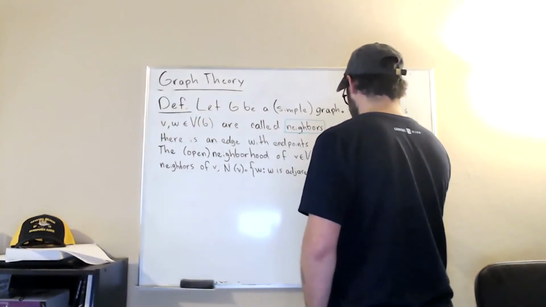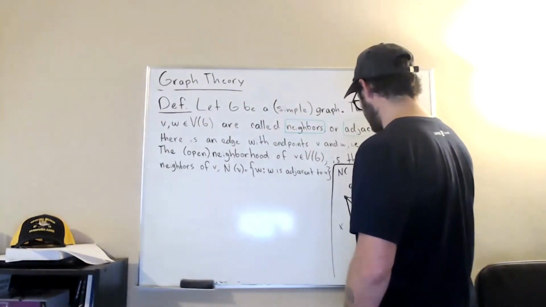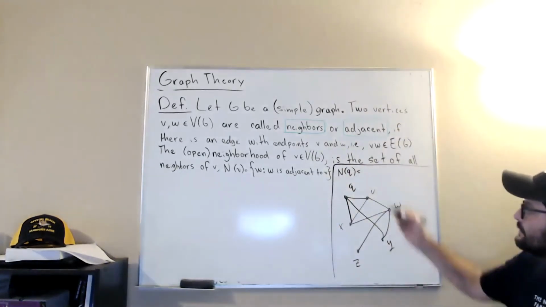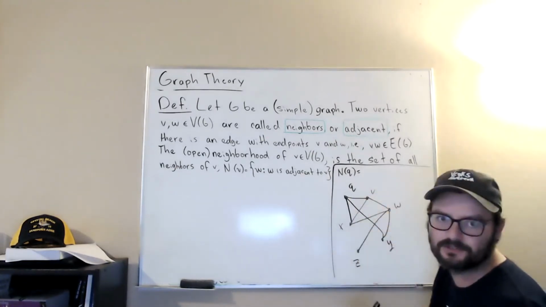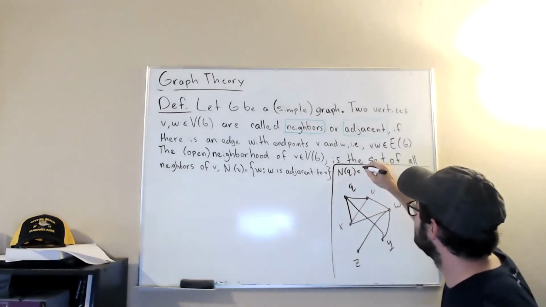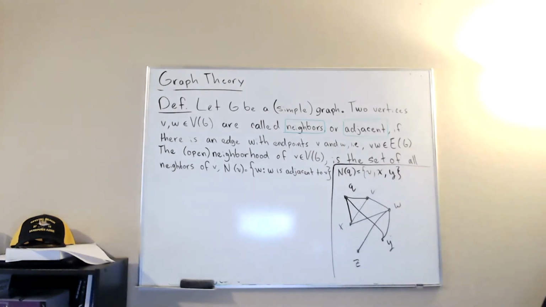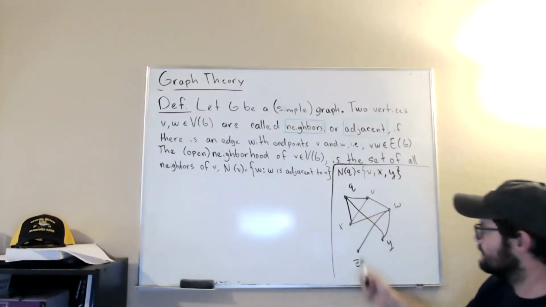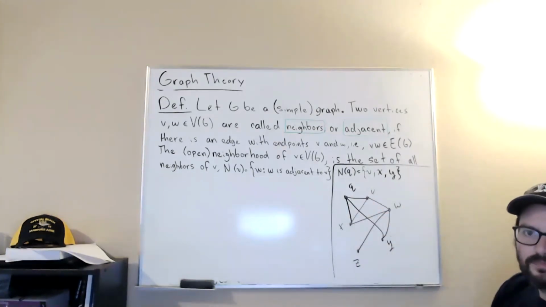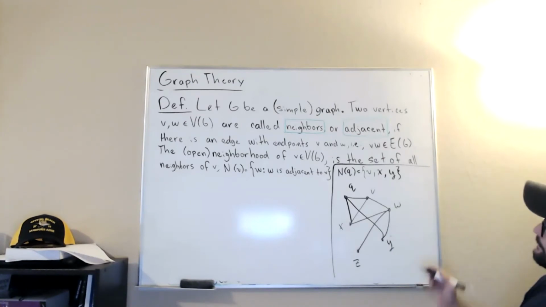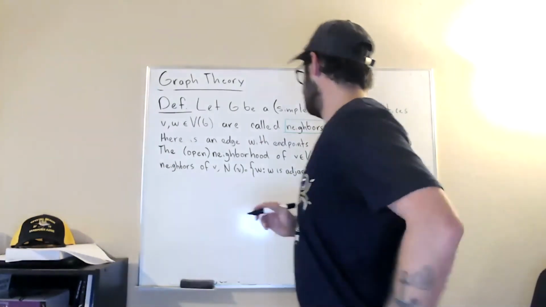For example here, the neighborhood of Q is the collection of all vertices that are adjacent with Q. Who's adjacent to Q? V is adjacent to Q, X is adjacent to Q, and Y is adjacent to Q. So that's the neighborhood of Q. It's the set of all vertices that are adjacent to that vertex. Is that clear?